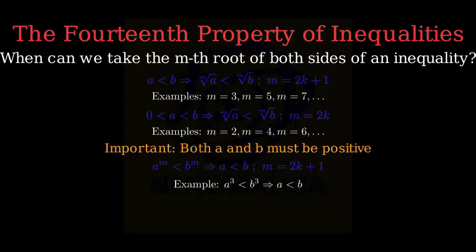Finally, let's examine the fourth case. If a to the power of m is less than b to the power of m, and m is even, specifically m equals 2k, then we can deduce that the absolute value of a is less than the absolute value of b. For example, if a squared is less than b squared, we can only conclude that the absolute value of a is less than the absolute value of b. This is because squaring eliminates the sign information.